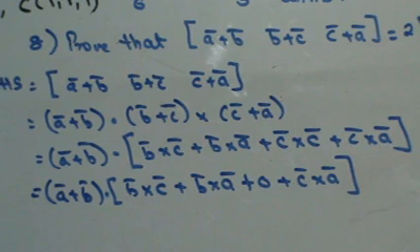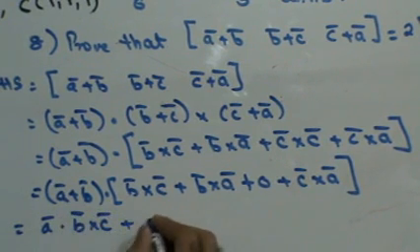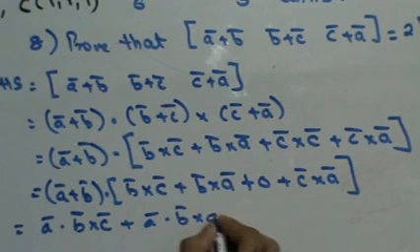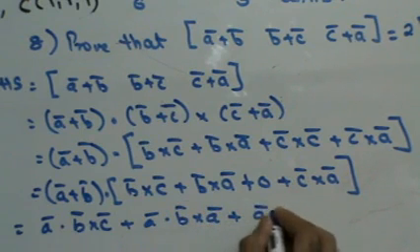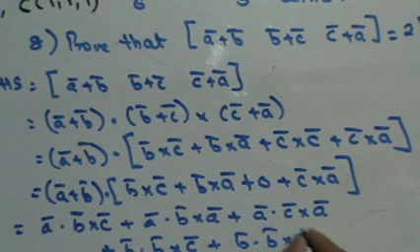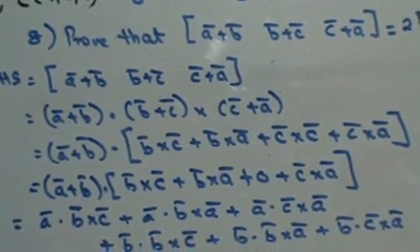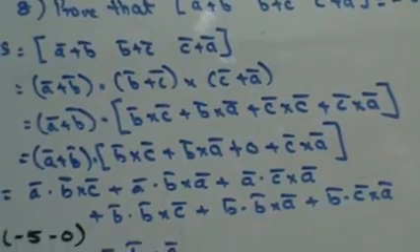Now do your expansion. This can be written as, first multiply A vector with the whole thing. This is going to be A vector dot B cross C plus A vector dot B cross A plus A vector dot C cross A plus B vector dot B cross C plus B vector dot B cross A plus B vector dot C cross A. Right, so this is going to be A vector dot B vector cross C vector.